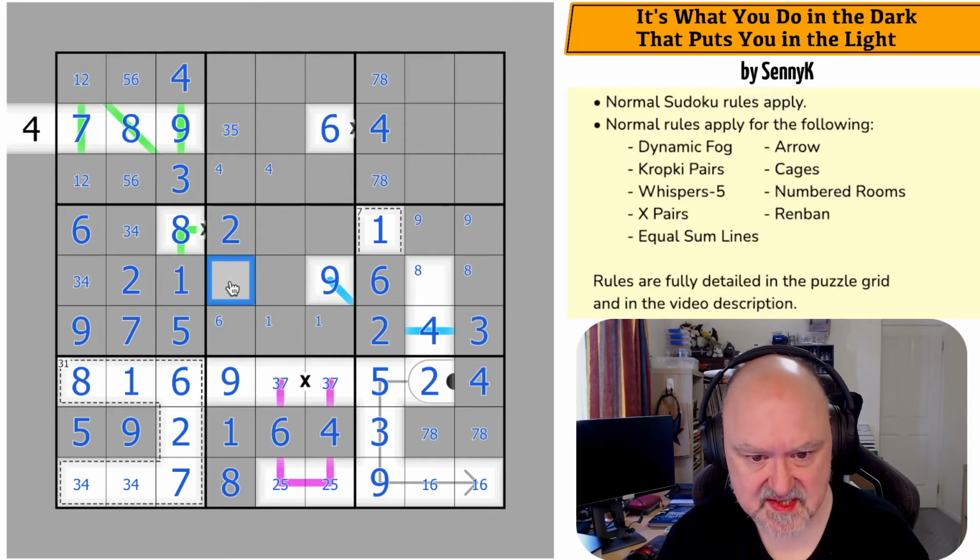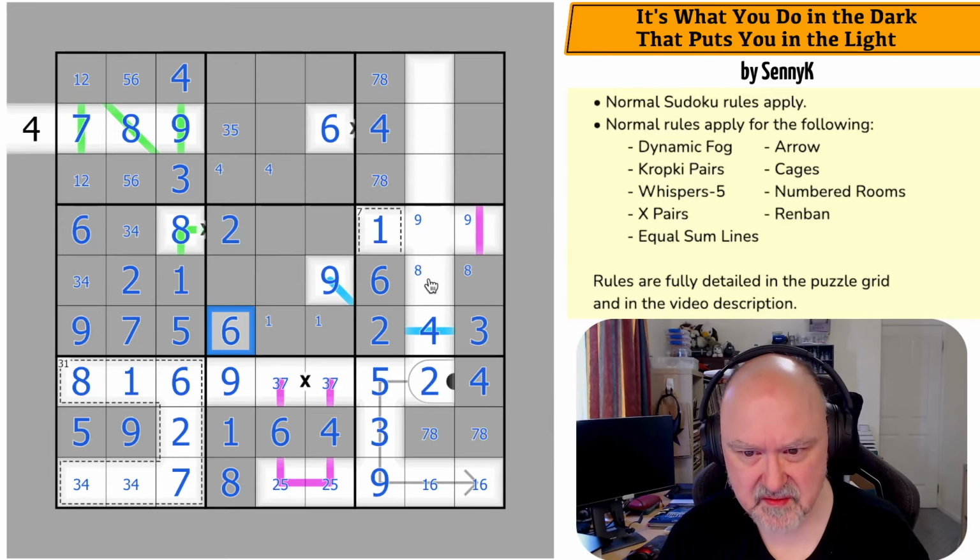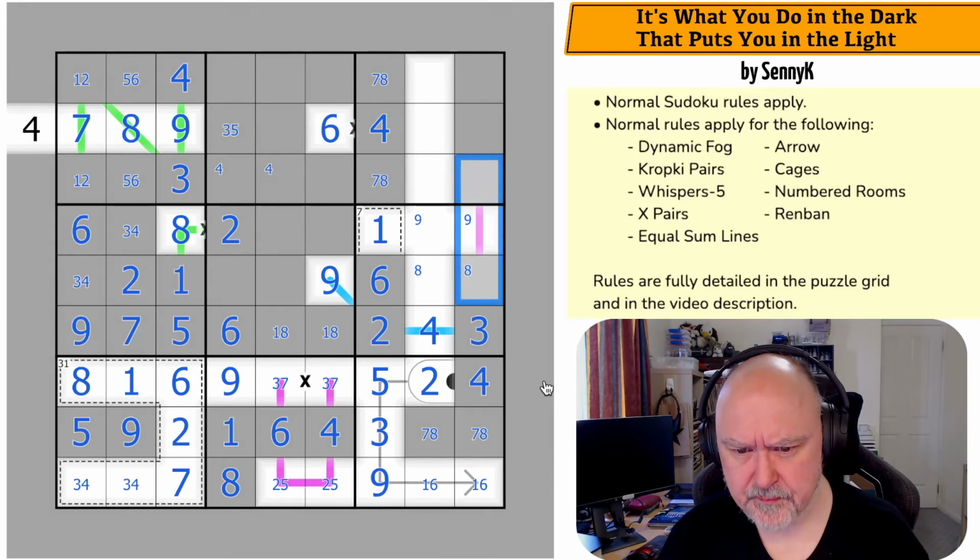Which means this isn't the 6. This is the 6. That's revealed some stuff. But these are 1, 2, 3, 4, 5, 6. These are 1 and 8. So there's a Renban here. So this can't be a 9 anymore, because this line is doing this. And if this is a 9, I'm in the wrong mode again. If this is a 9, this would have to be at least 9, 8, 7.